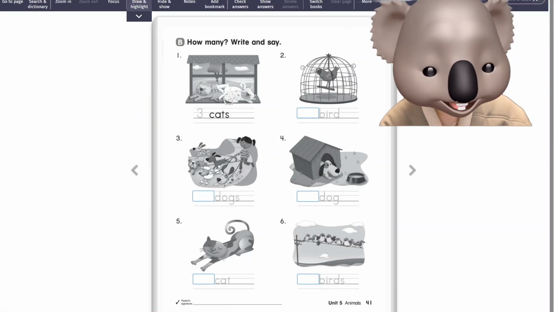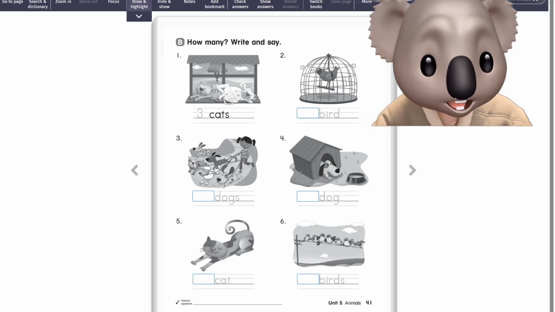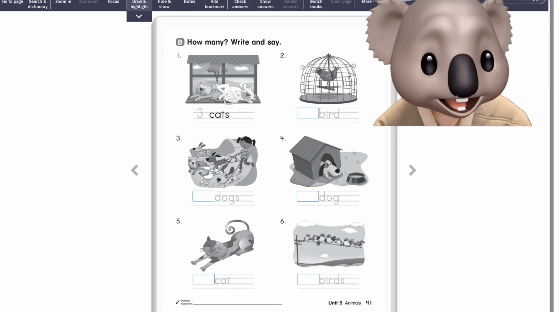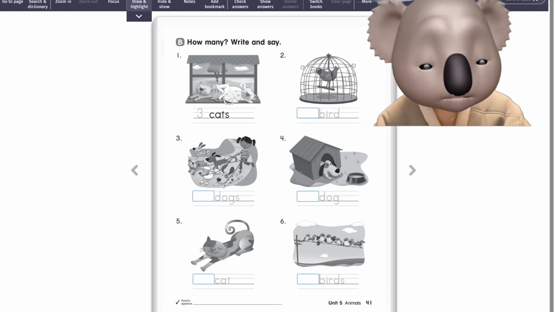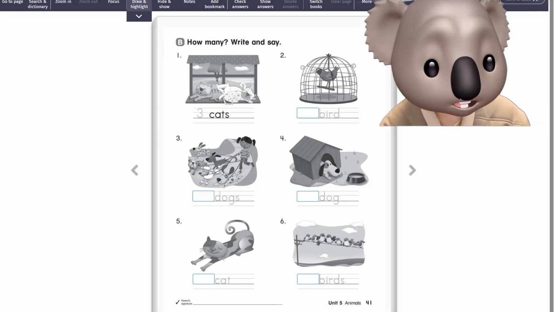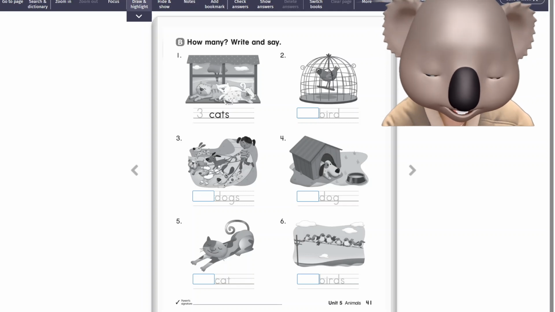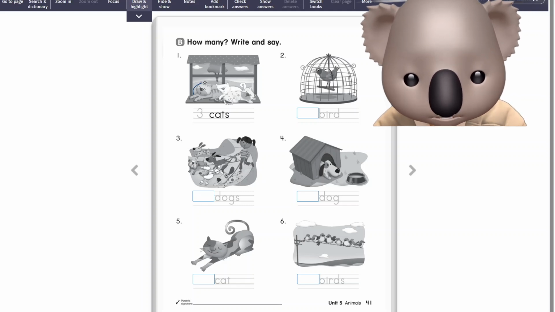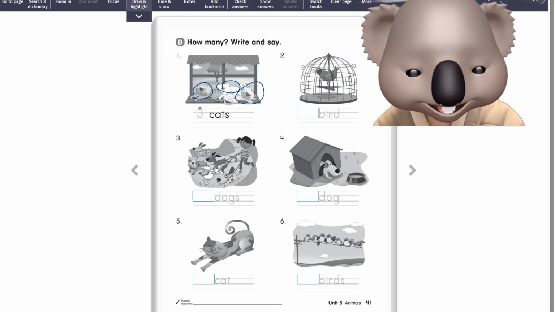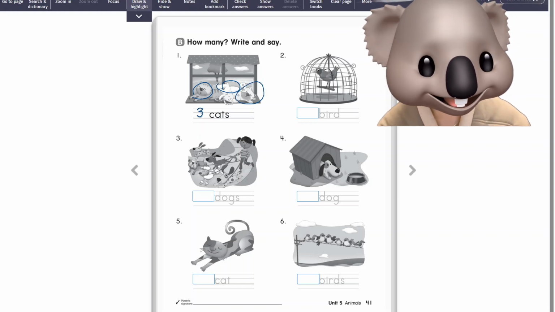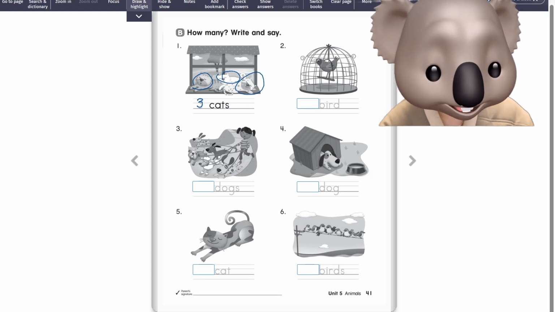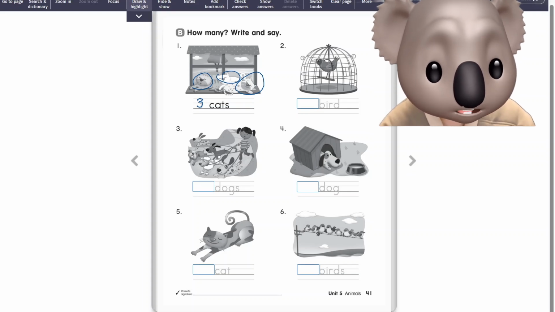On page 41, the directions say how many. Write and say. 몇 마리 있나요? In number 1, we see a picture of cats. How many? 1, 2, 3. So we will write 3 cats. In number 2, we see a picture of how many?